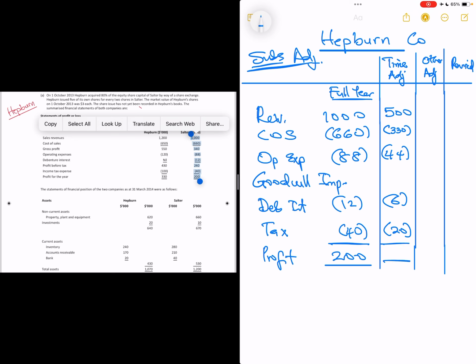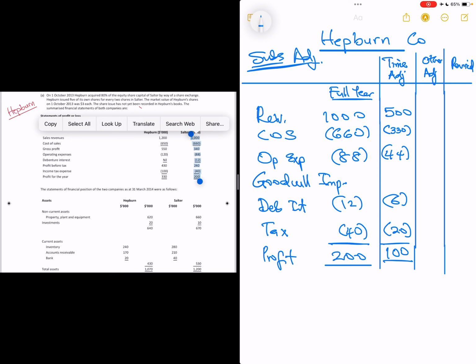If we add all of that together, that is 500 minus 330 minus 44 minus 6 minus 10. That gives us 100. Let me be sure. It's 110, I think. Let me just do it again. 500 minus 330 minus 44 minus 6 minus 20. Actually 100, because it should be half. So I'm wondering where the mistake is coming from. So that's 100. That gives us 100.